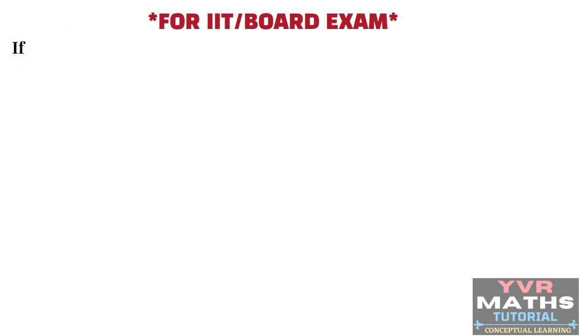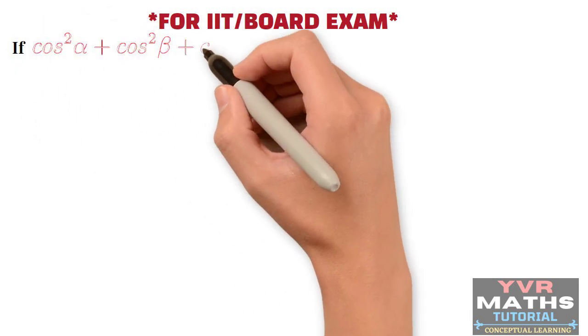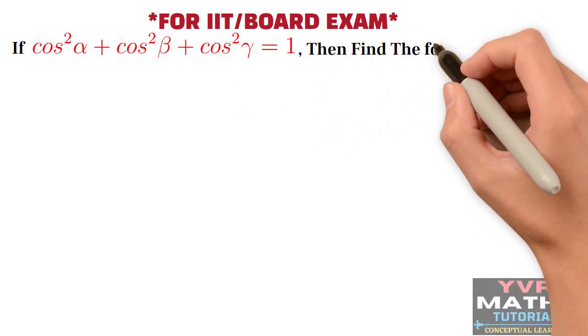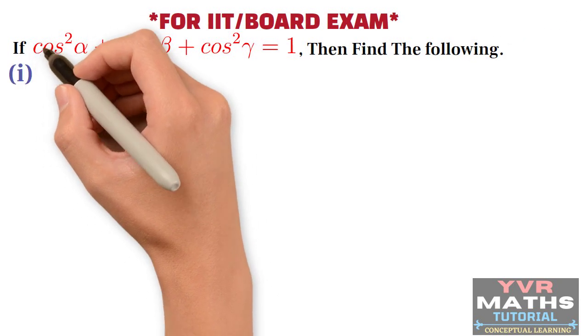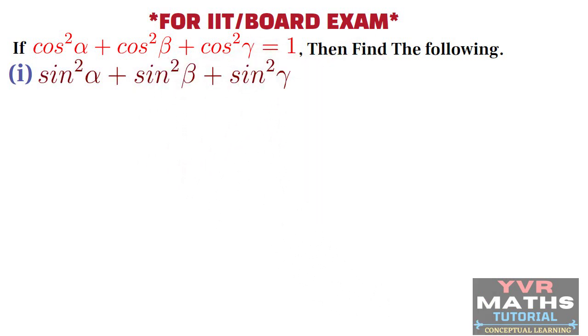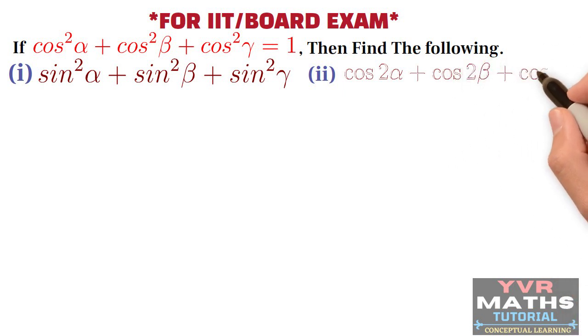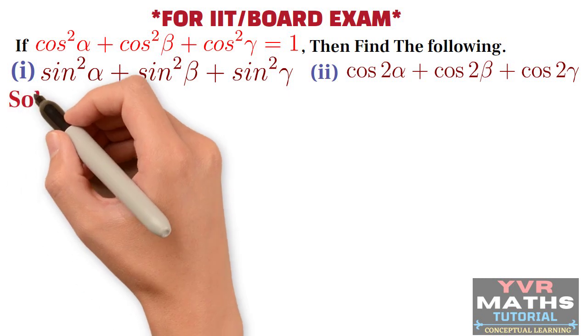If cos²α + cos²β + cos²γ = 1, then find the following. First one, sin²α + sin²β + sin²γ, and the second one, cos 2α + cos 2β + cos 2γ. Let me discuss the solution.